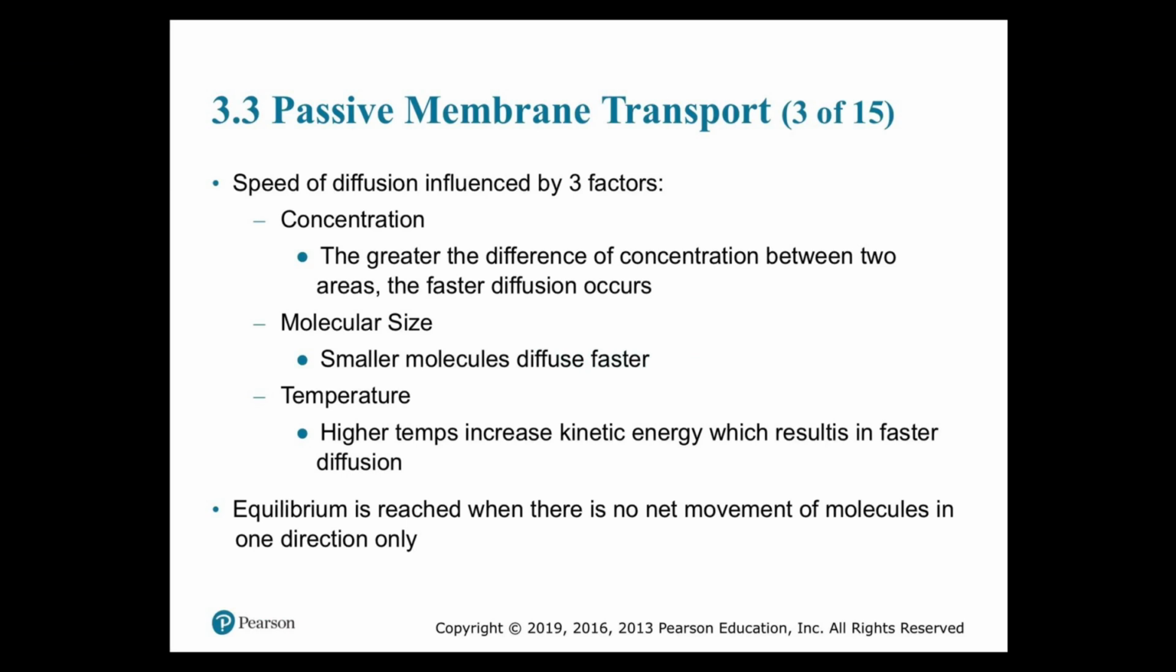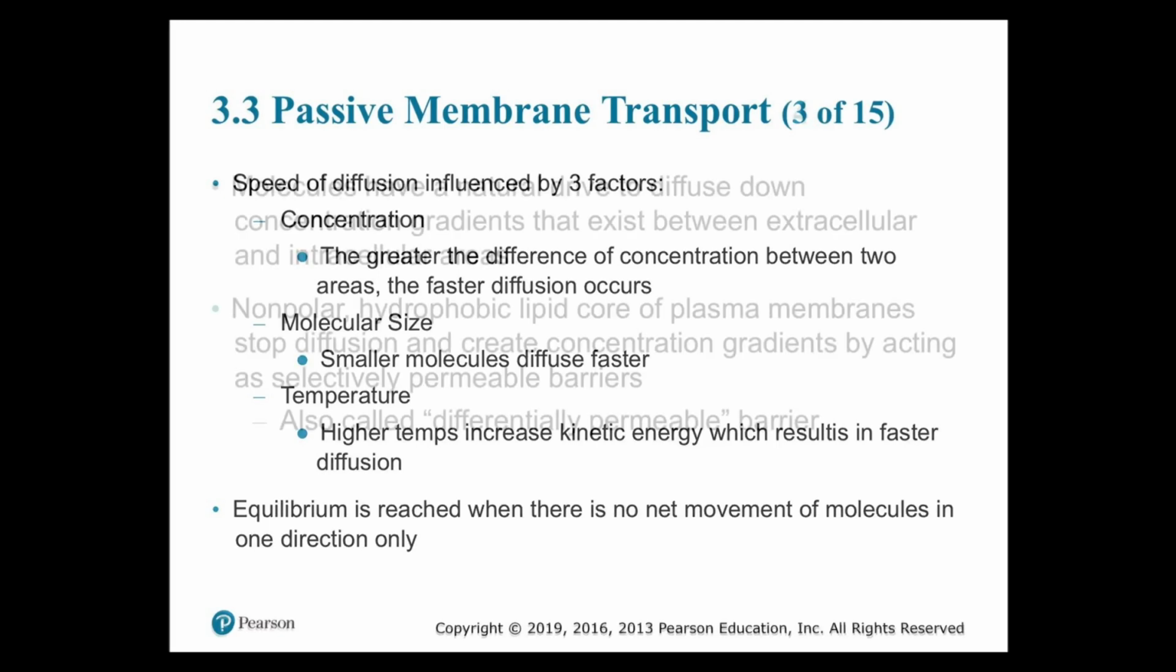So the speed of diffusion is influenced by three factors: concentration, molecular size, and temperature. For concentration, the greater the difference of concentration between two areas, the faster the diffusion occurs. For molecular size, smaller molecules will diffuse faster than larger molecules. Temperature: higher temperatures will increase the kinetic energy, which results in faster diffusion. And equilibrium is reached when there's no net movement of molecules in one direction only.